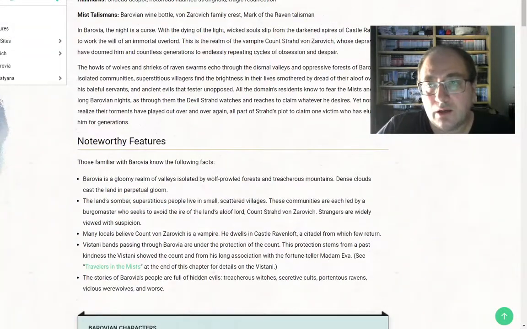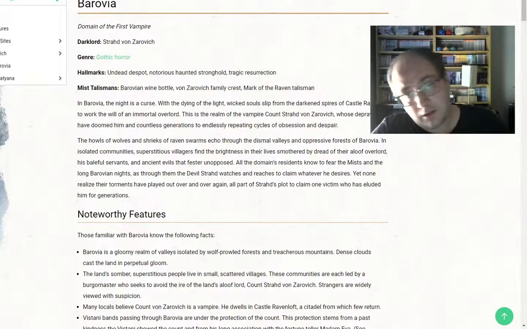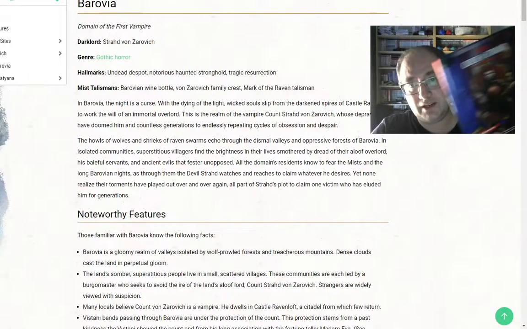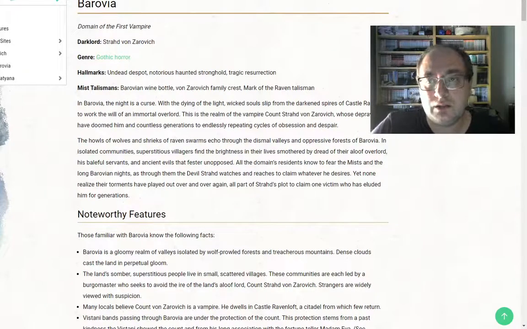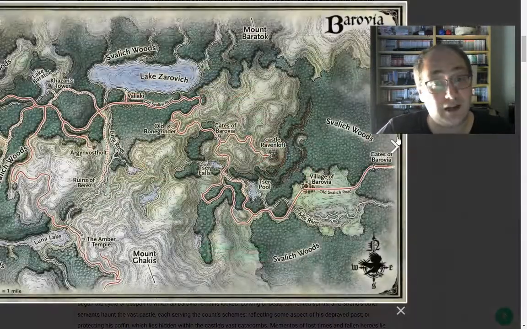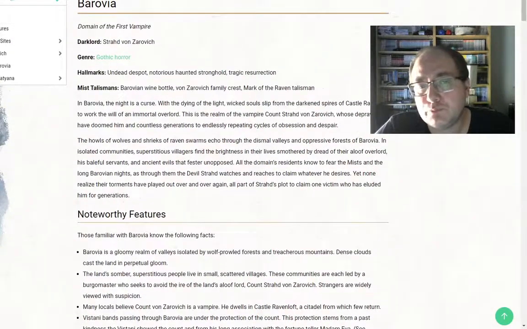Barovia is also iconic, especially for 5th edition players, because it is the setting of Curse of Strahd, right? There he is. And so anyone who has played or run this module is going to be very familiar with Barovia. So kind of have to ask a question: why do we need this domain to be detailed in this book when it is so much more detailed in Curse of Strahd? Because in Curse of Strahd, every single location on this map, plus other locations, get outlined in great detail. Whereas in this book, it's really much shorter.